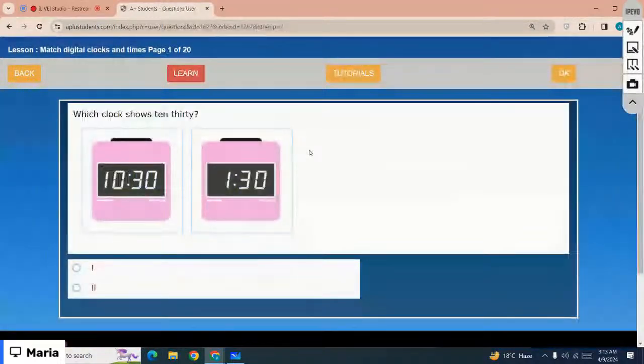Which clock shows 10:30? Which is the correct option? The correct option is option number one, right? The first one shows 10:30. Very good.